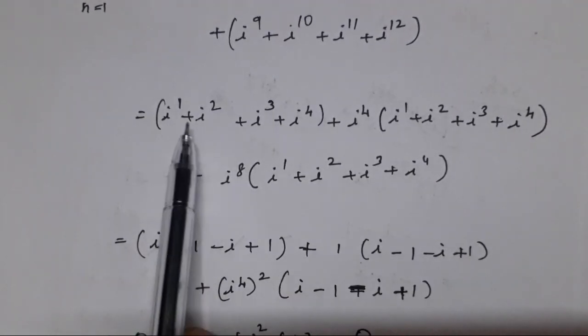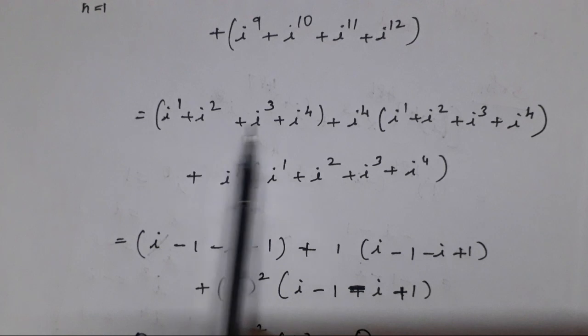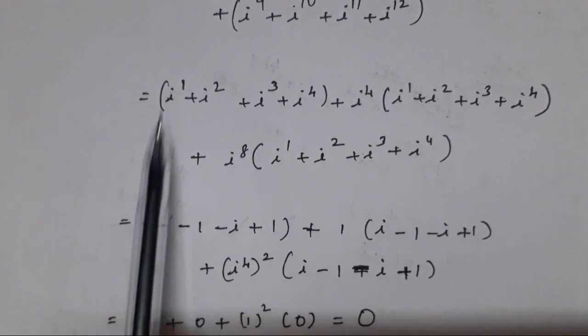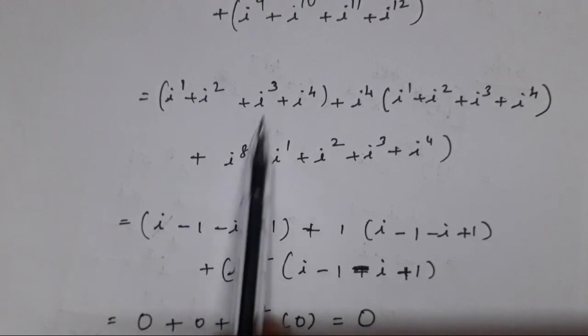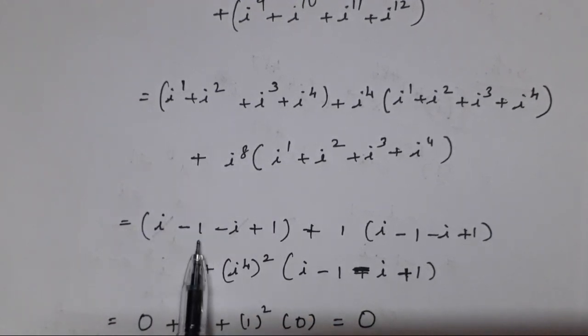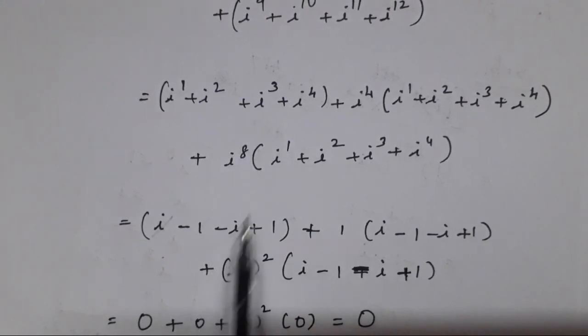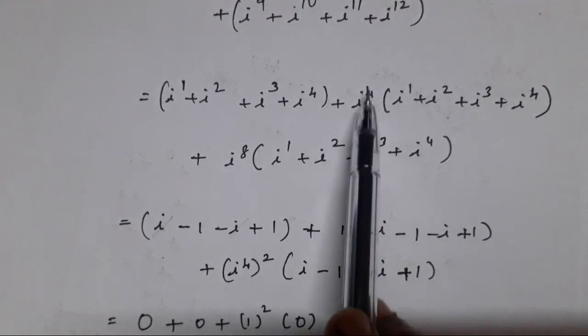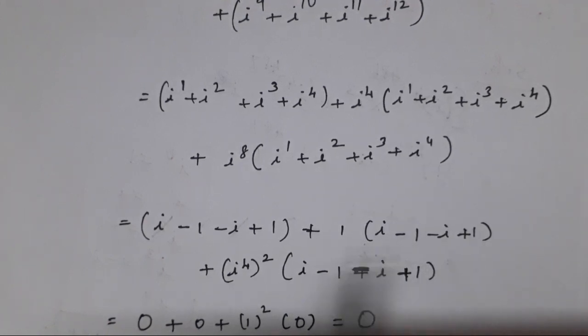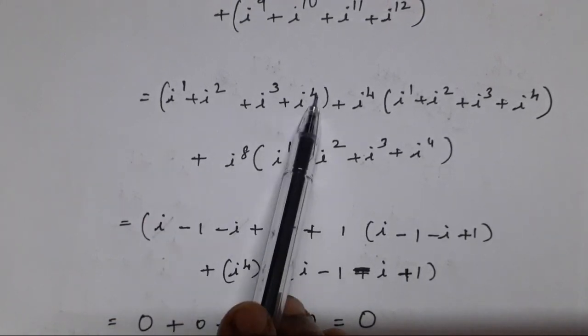See the steps: the first step, second step, third one. See the three brackets, we get the same result. We already studied i^1 is i, i square is minus 1, i cube is minus i, and i^4 is 1. So i^4 is 1, and the same result comes: i minus 1 minus i plus 1. What is the sum in the first bracket? The same thing comes.